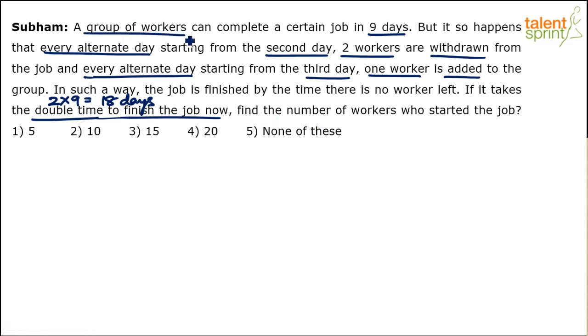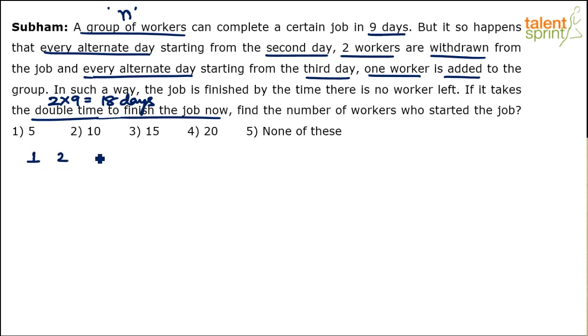How many workers? This group of workers here, how many were there? Let's assume n. The number of workers were n. So what is n is the question here, right? Basically the job is getting over in 18 days, and we start with n workers, but every day some changes happen. So let's understand these changes here, right?